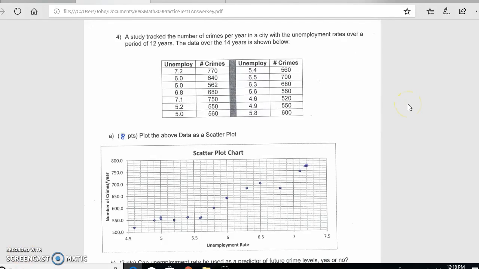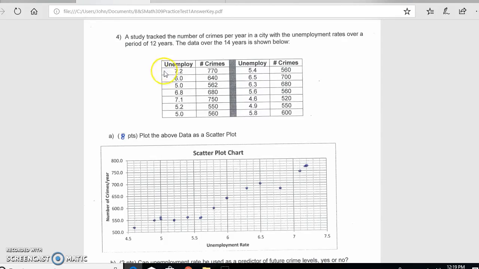This is practice test number 1, and in this video we're working on problem number 4. And in this problem we're told that a study tracked the number of crimes per year in a city with the unemployment rates over a period of, and it should be 14 years, that's a typo, over a period of 14 years. The data over the 14 years is shown below.